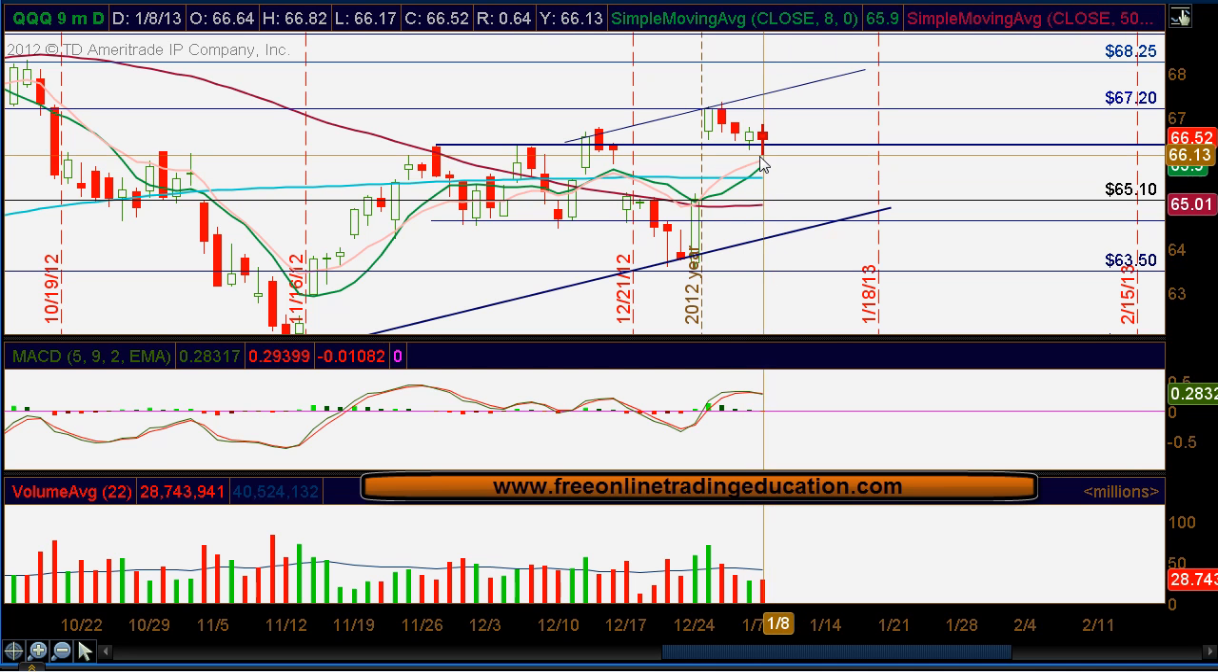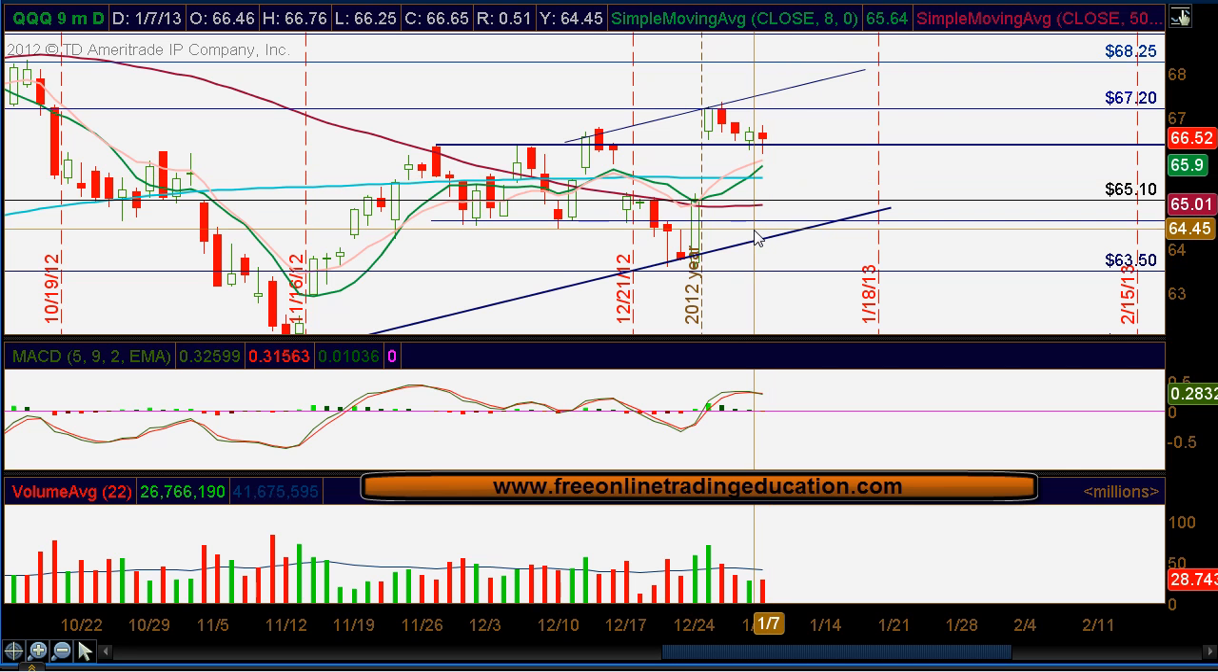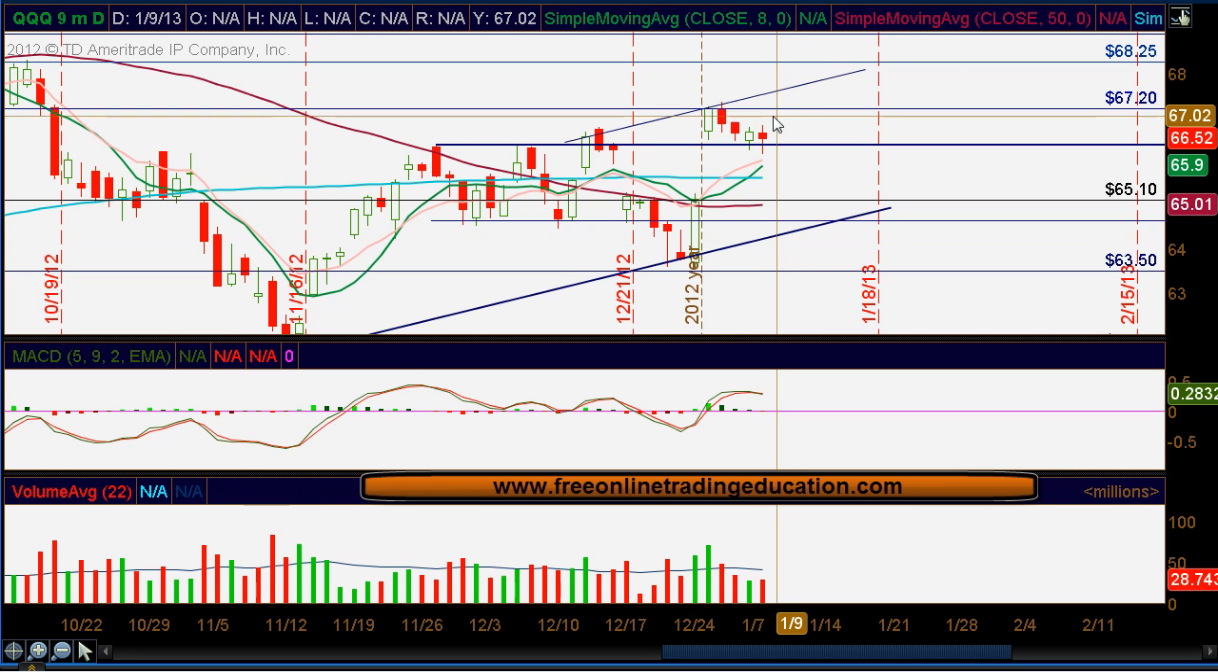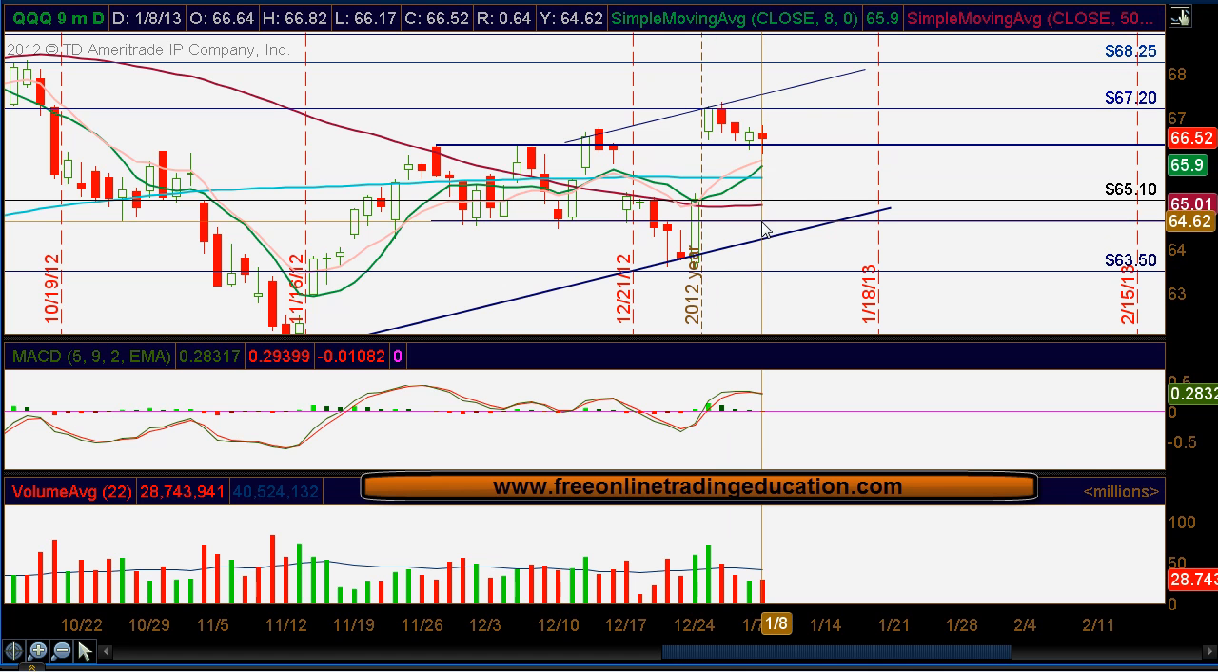First of all of those moving averages, then this area of support down here at about 64.65. If we do ever break through all of those areas of support, we could head lower to the next area of support down here at about 64.20. So watch those areas really carefully tomorrow and the rest of this week.